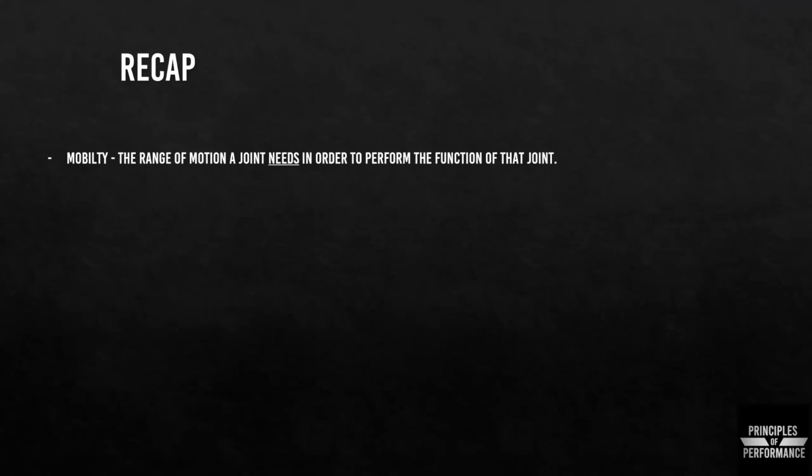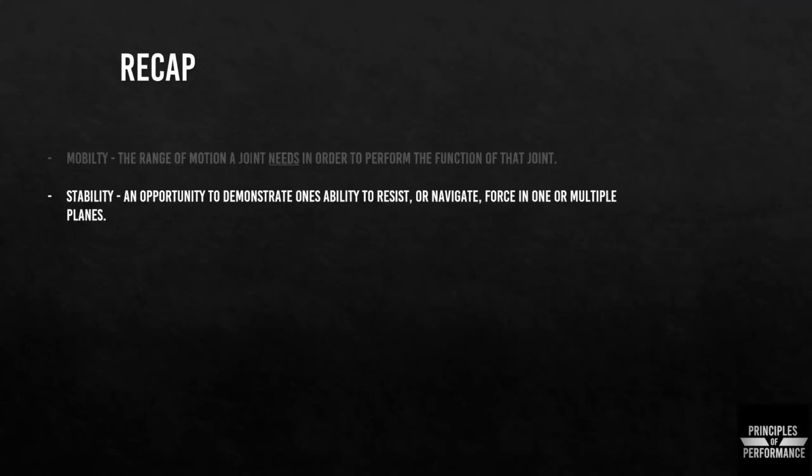Mobility, the range of motion a joint needs in order to perform the function of that joint. And remember that function is task specific. Stability, an opportunity to demonstrate one's ability to resist or navigate force in one or multiple planes. So if we want a part to move within a pattern, that part is demonstrating dynamic stability if it can show us movement in one plane while resisting or managing the force from the other two planes.